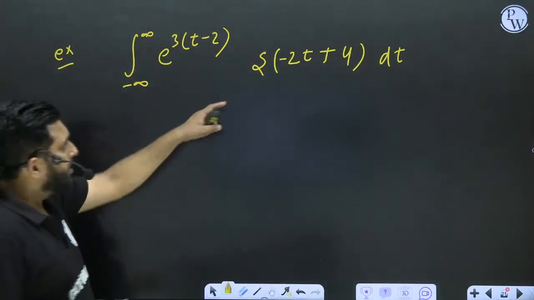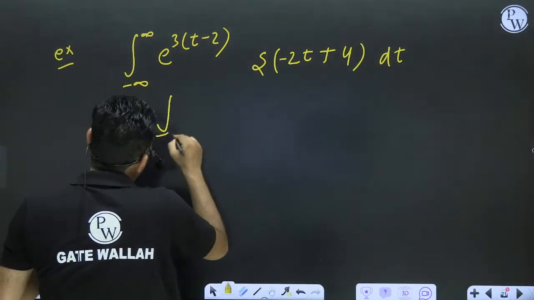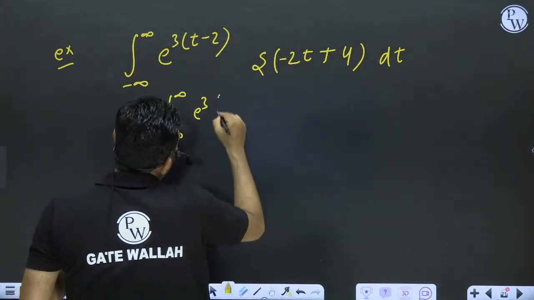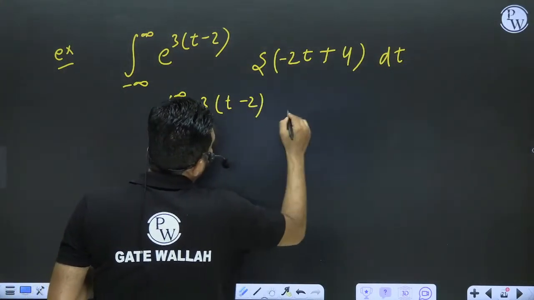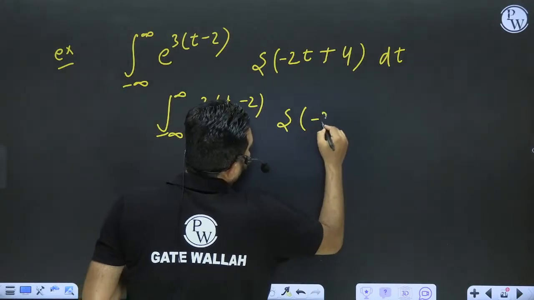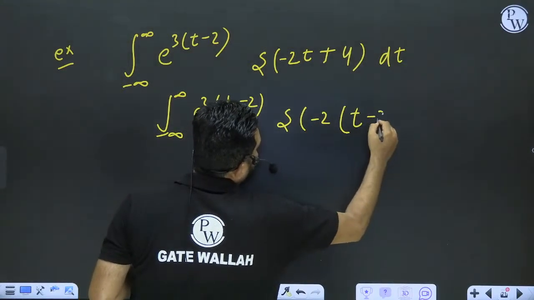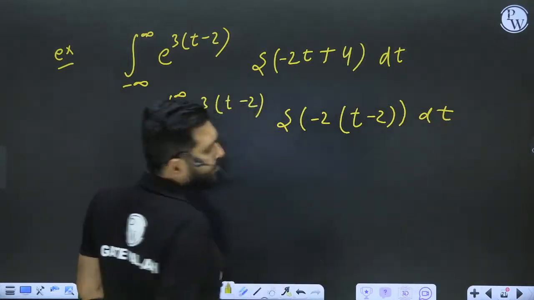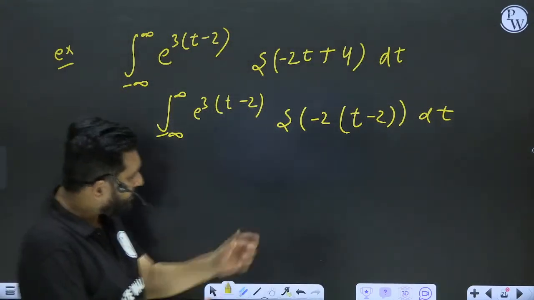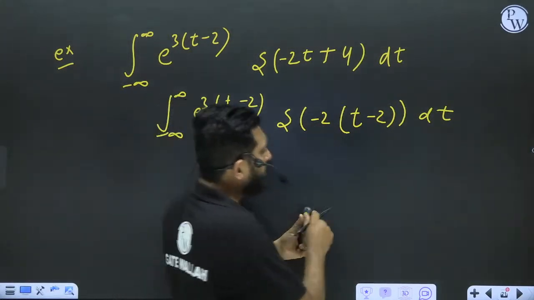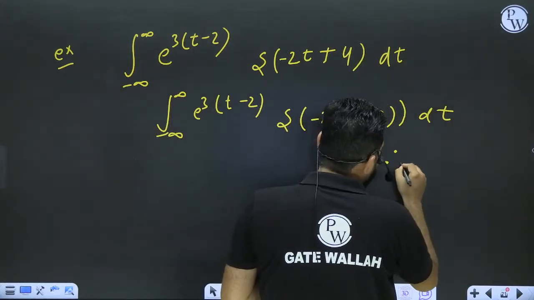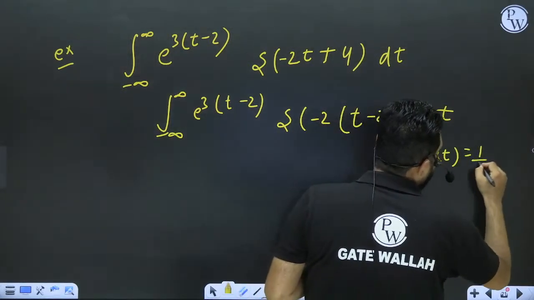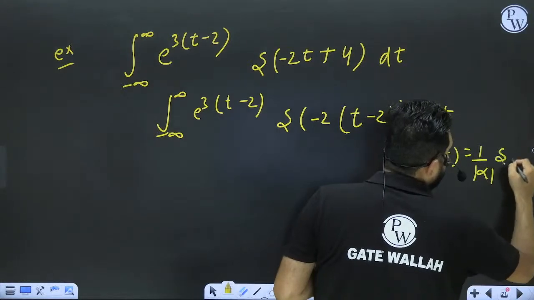Yes, see, sir, first solve the integral from minus infinity to infinity of e to the power 3t minus 2 delta of, taking minus 2 common, t minus 2 dt. Then since this is an impulse, you know that just now I have written delta of alpha t is 1 by mod alpha delta t.